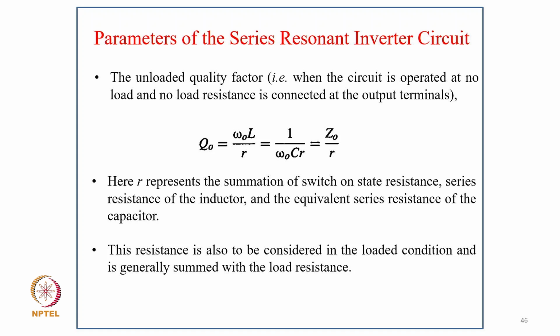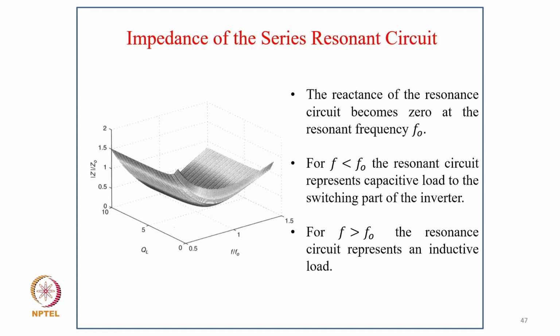So here R represents the summation of switch on-state resistance, series resistance of the inductor, and the equivalent series resistance of the capacitor. And this resistance is also to be considered in the loaded condition and is generally summed with the load resistance. And here, the impedance of the series resonant circuit, you can clearly see how with the frequency this impedance varies according to the quality factor.